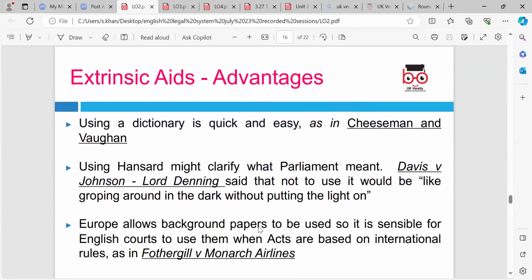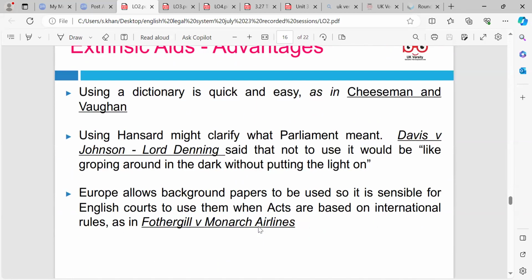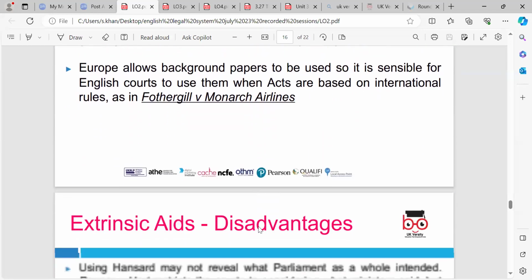Then we looked at some advantages of intrinsic aid and referred to the Cheeseman and Vaughan case, which is quite an important case. Also, the use of Hansard when clarifying what Parliament meant, as in Lord Denning in the Davies and Johnson case, and we also looked at Fothergill and Monarch Airlines.